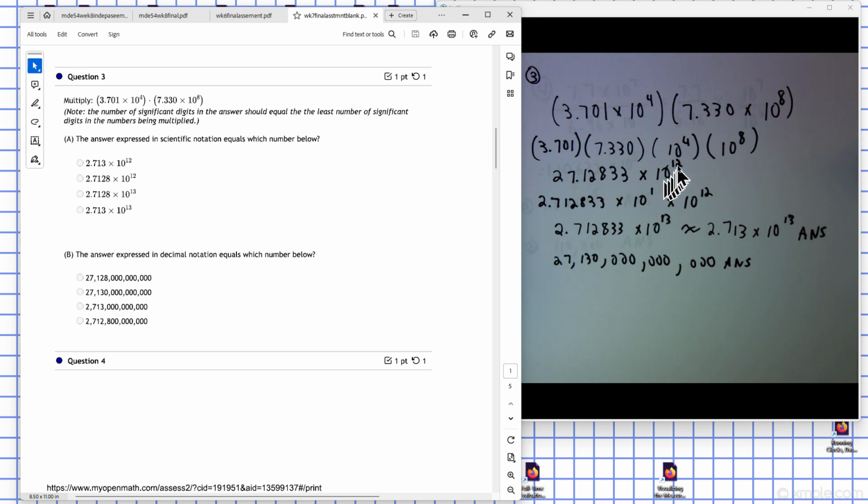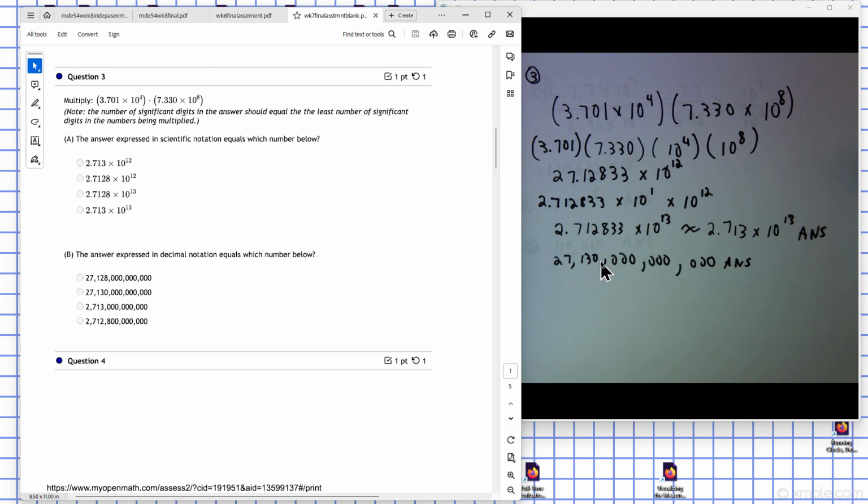27.12833 times 10 to the 12. That's that scientific notation form. So I pull out a 10 here, making this 2.712833 times 10 to the first times 10 to the 12. And we write that powers of 10 to be 10 to the 13. Now it's in scientific notation form.